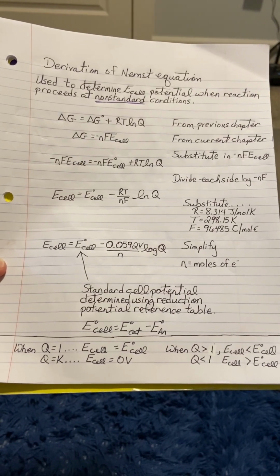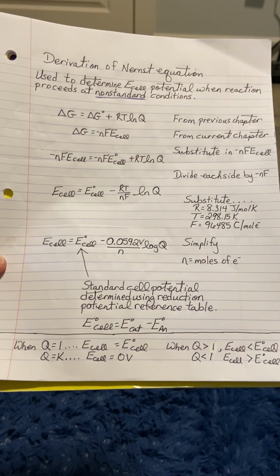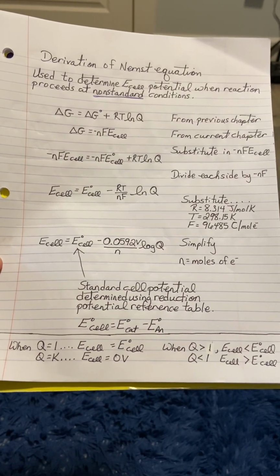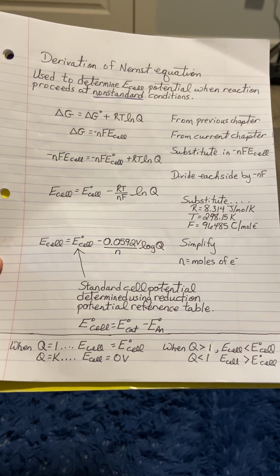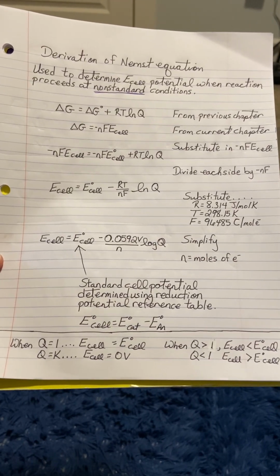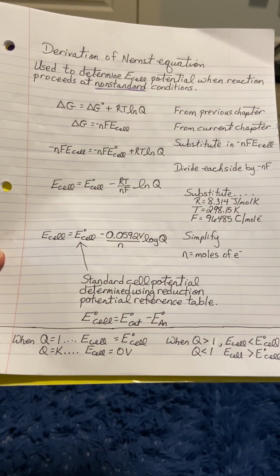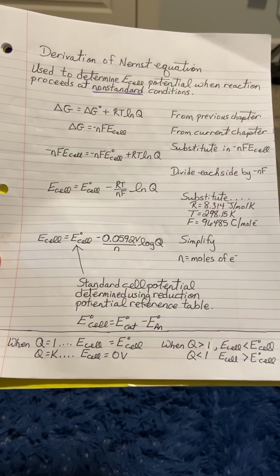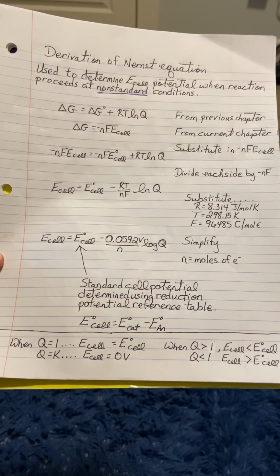And then when Q is greater than 1, your E cell non-standard value is going to be less than your standard cell value. So those concentration changes are reducing the cell potential, lowering it. You're going to get fewer volts. But when Q is less than 1, your E cell value at non-standard conditions will be greater than your standard cell potential. So you're going to have a higher voltage.